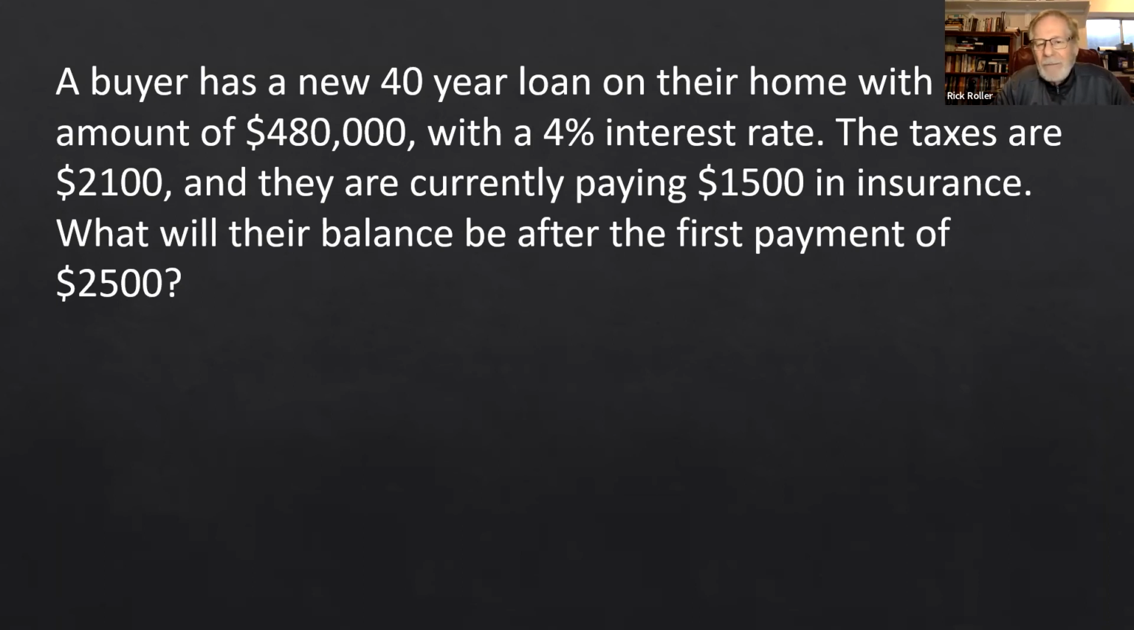And they're currently paying $1,500 in insurance. Is that annual or is that monthly? Well, that better be annual as well. Okay, and so those are annual, and that's something you just know. And what will their balance be after the first payment of $2,500? Okay, now the key here is it's a brand new loan. So we don't have to deal with any amortization in paying off of that principal. They're not saying it's the 6th payment or the 9th payment or anything like that. It's a new loan. The total amount of the new loan is $480,000.